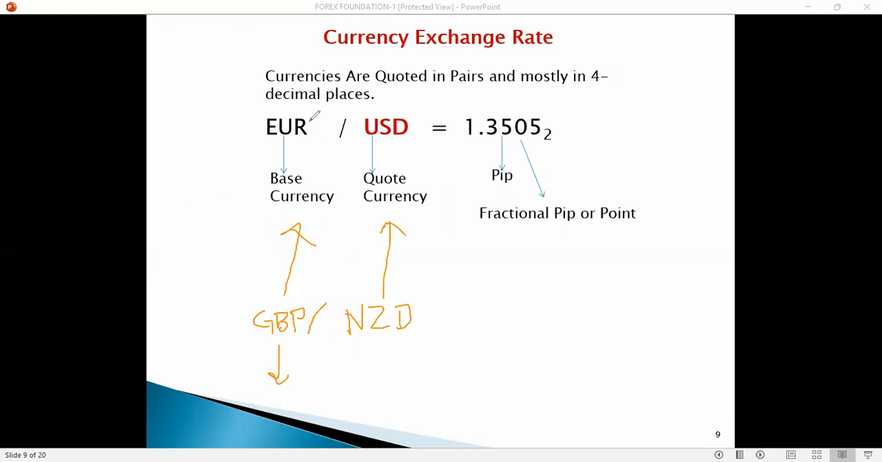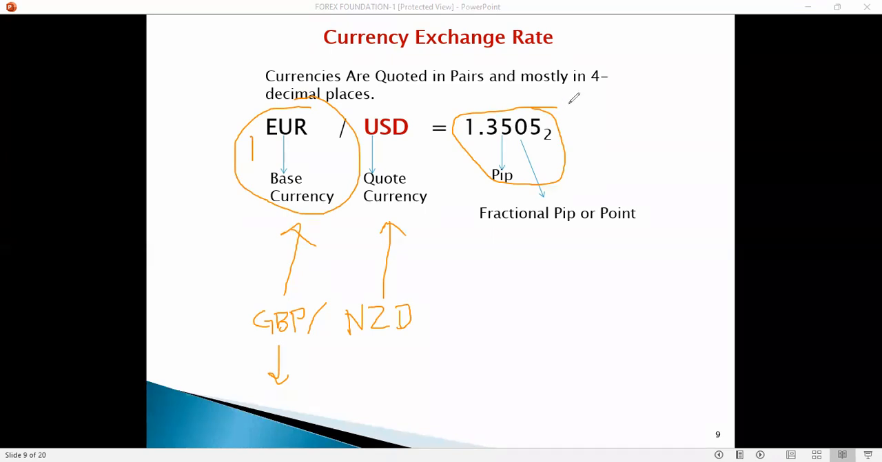And you are dealing with the base, okay? Which means one of this currency, one of euro, is equivalent to this amount right here. All right, I'm going to explain all of this further. Which means 1 euro is equivalent to 1.3505.